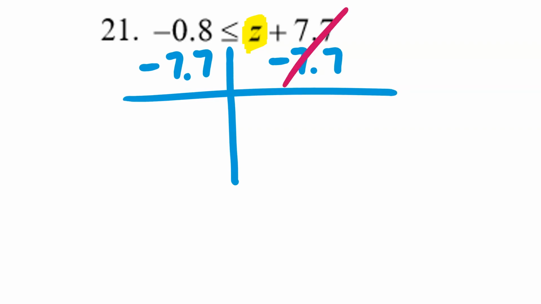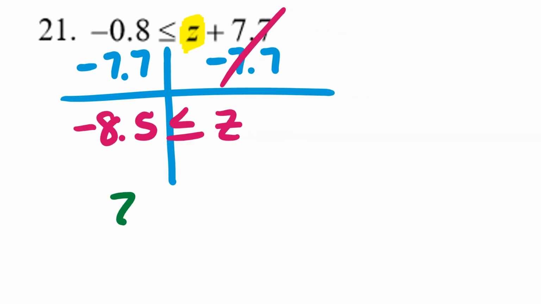So negative 0.8 plus minus 7.7 is going to be negative 8.5, less than or equal to z. Now, the way I do it is I always make sure that my variable is first because then it's easier to graph. So I'm going to write the z first. The open to the z, so I'm going to make sure that it's still open. It still has a line underneath, and then I have negative 8.5.